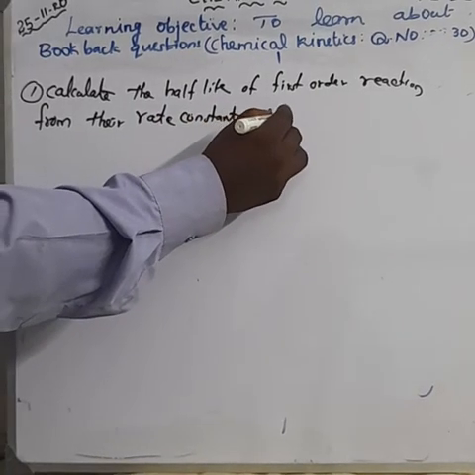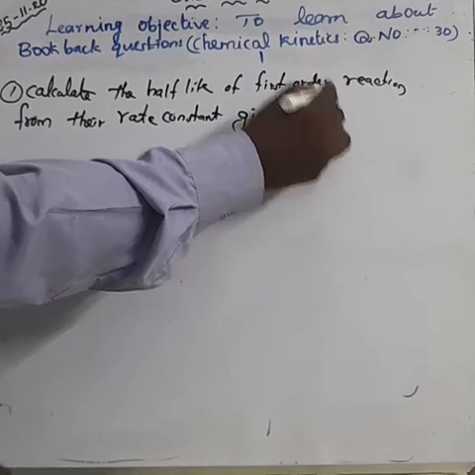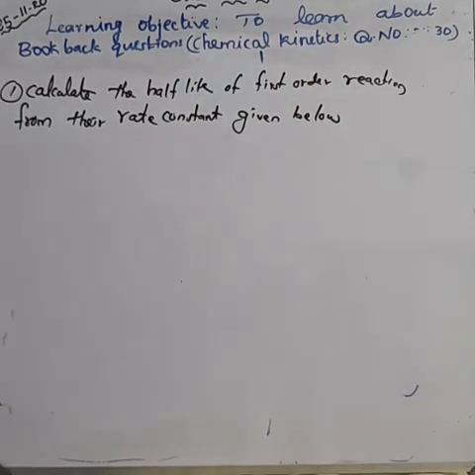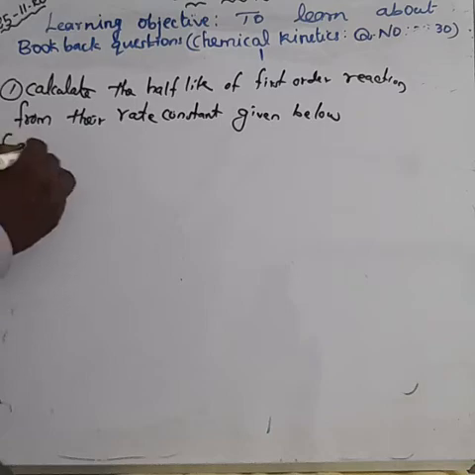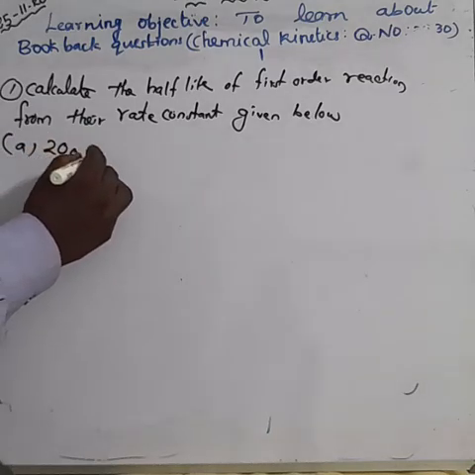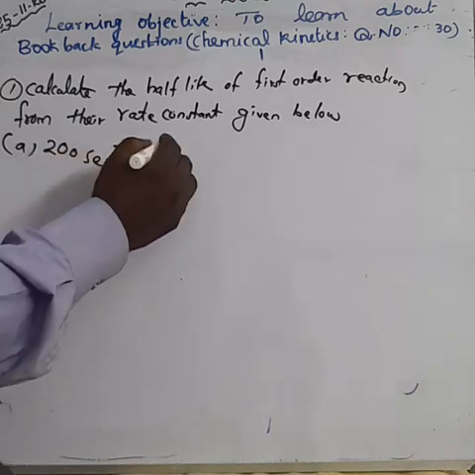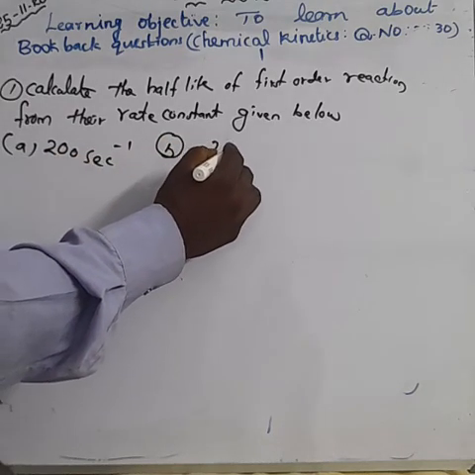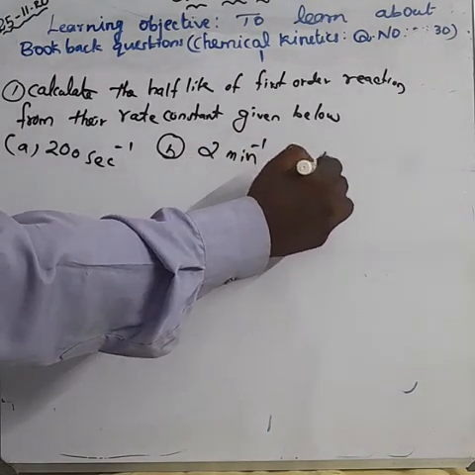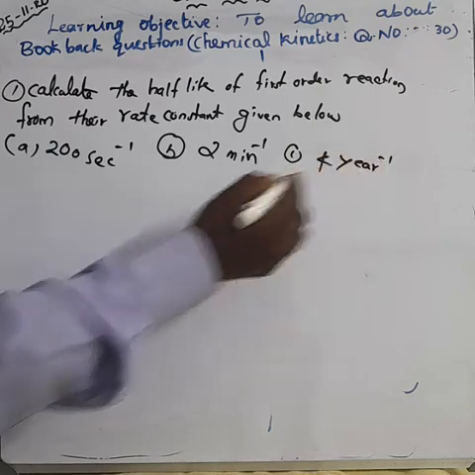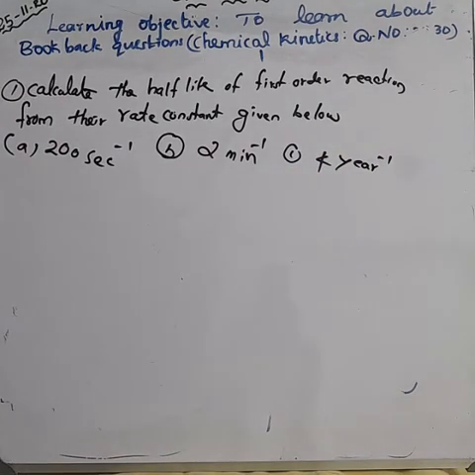Given below: calculate the half-life of a first order reaction from the rate constant. The rate constants given are 200 second inverse, 2 minute inverse, and 4 year inverse. These are the 3 questions. For all of these, we should calculate T half.